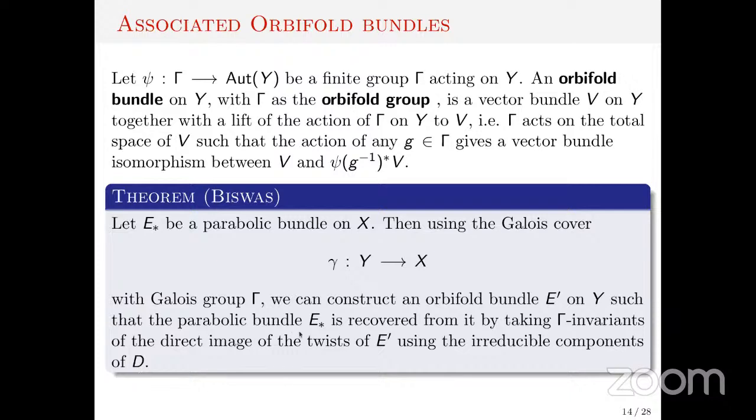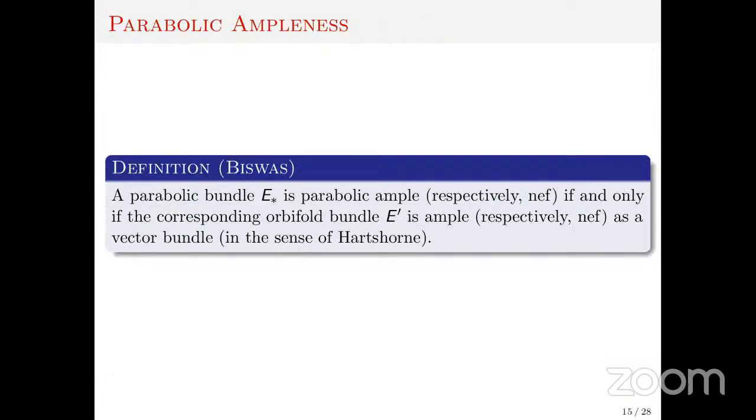So this is a one-to-one correspondence between the orbifold bundles and the parabolic bundles on X. So for every parabolic bundle on X, you can construct an orbifold bundle on Y, and similarly for an orbifold bundle on Y, if you consider the Gamma invariants of the direct image of the twist of E prime, you get back the parabolic bundle. So we're going to use this correspondence later on.